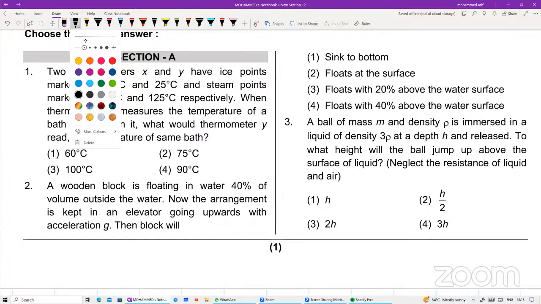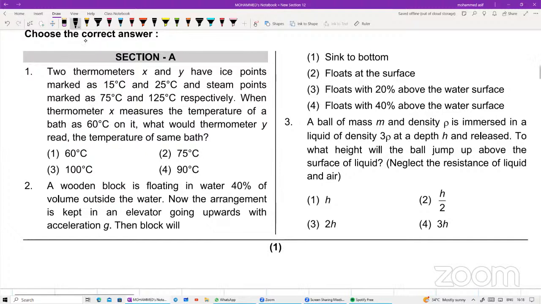What is the formula I can use right now? Let's say this is the first thermometer, X, and this is the other thermometer, Y. For X, the ice point is 15 degrees Celsius and the steam point is 75 degrees Celsius. For Y, the lower fixed point is 25 degrees Celsius and the upper fixed point is 125 degrees Celsius.